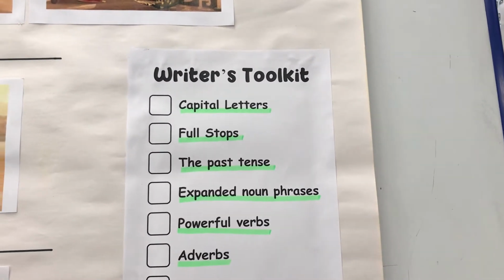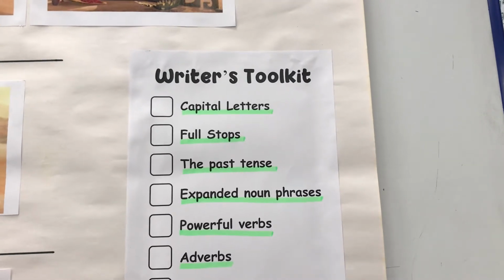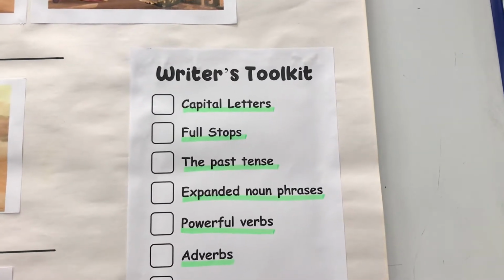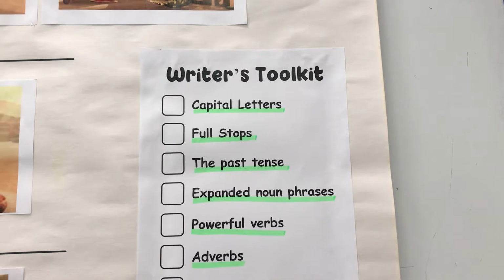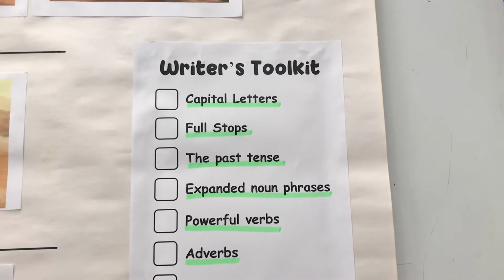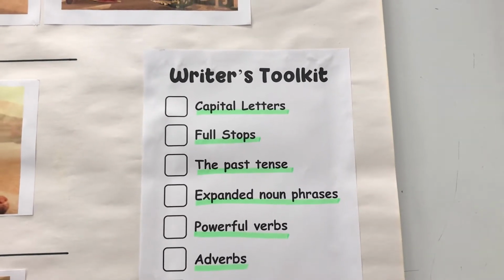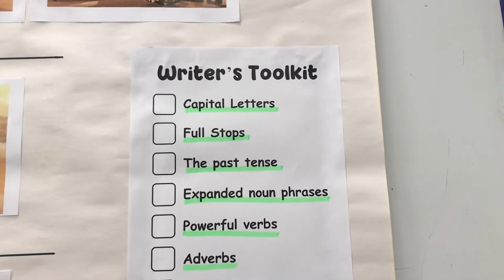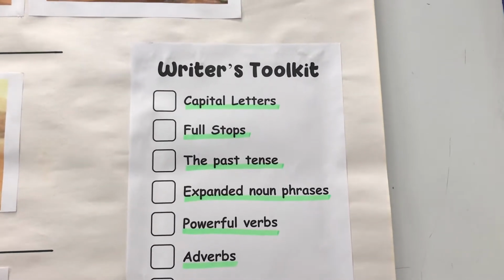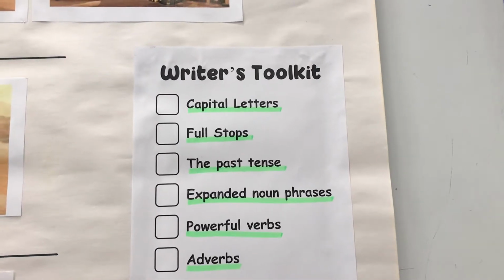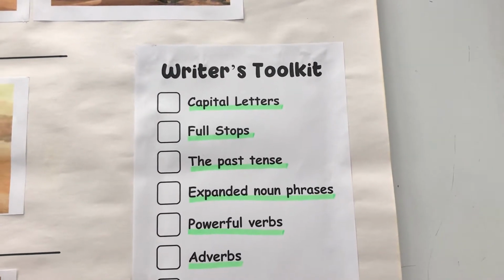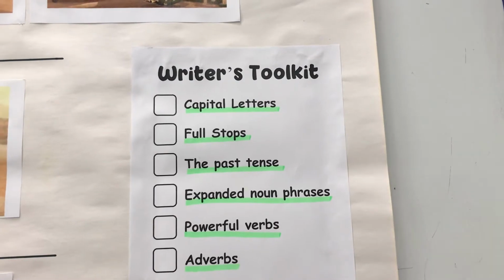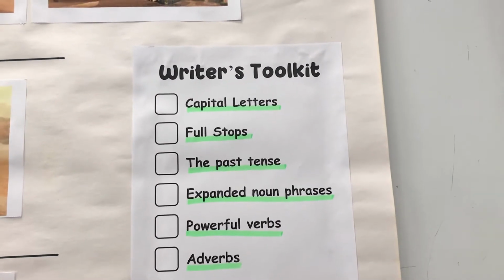Today is writing day, and over the next week and a half, we're going to be retelling the story of Zara, which you are now super familiar with and have got a whole bank of sentences and words that you've collected that will help you with your writing today. So here is my writer's toolkit, and these are all the features that I'm going to put into my writing to make it successful, and they're all things that we've been learning about over the last couple of weeks.